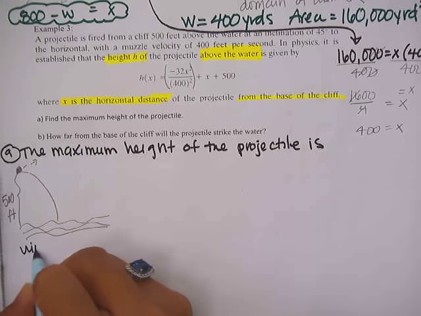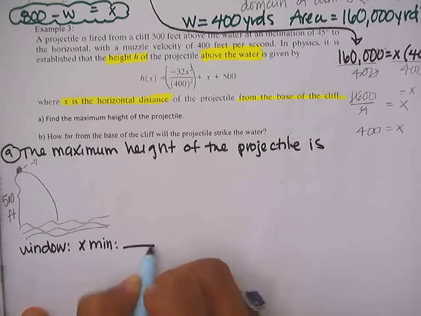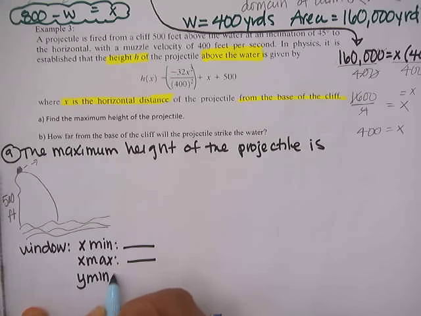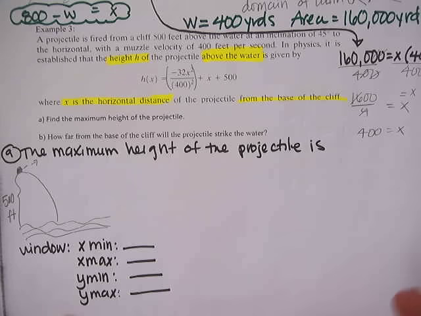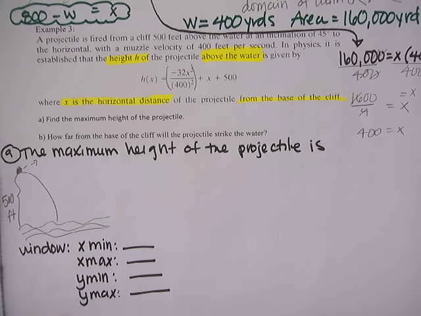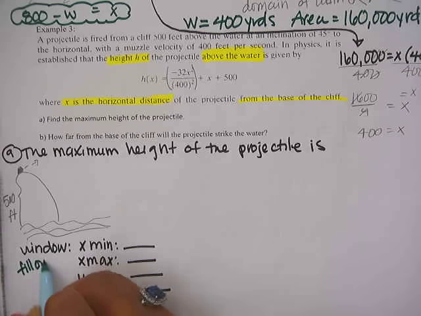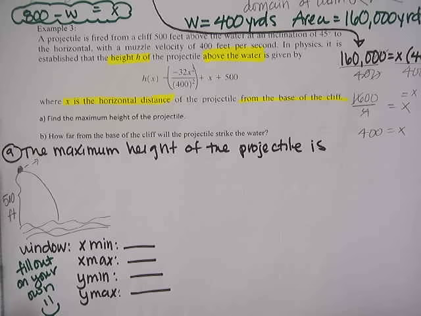So window: x min. Go ahead and write that down. X max. Write that down. Y min. Write that down. Y max. Write that down. Because we were all following the right steps on your calculator, you should have these values on your calculator. So I'm not going to show you the calculator again. Your job is to fill this out. Fill out on your own.